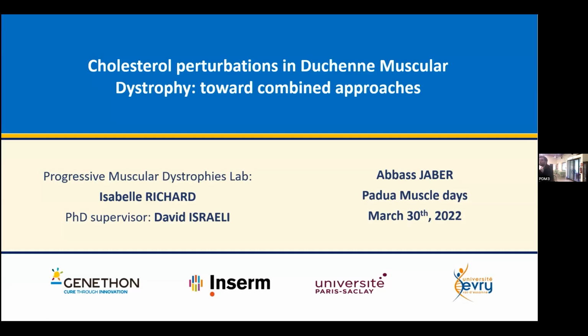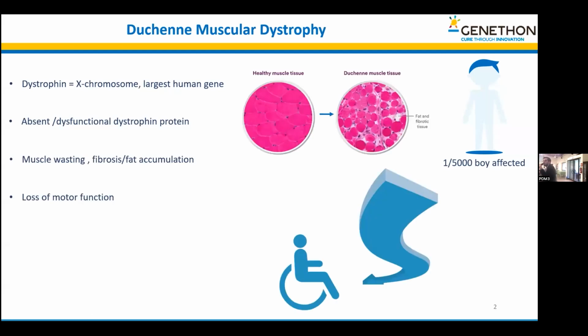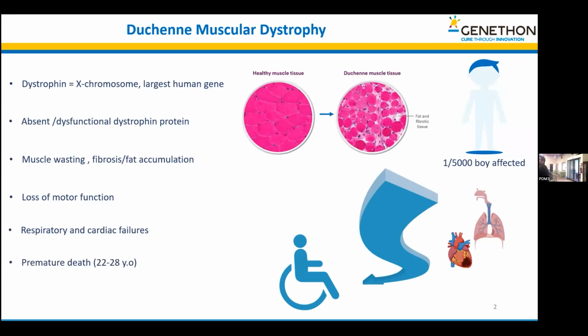So my presentation will be about cholesterol perturbations in the context of Duchenne muscular dystrophy. To start, I don't think there's a need to reintroduce Duchenne after Professor Sweeney's lecture this morning. It's an X-linked recessive muscular dystrophy with early onset, which eventually leads to a premature death.